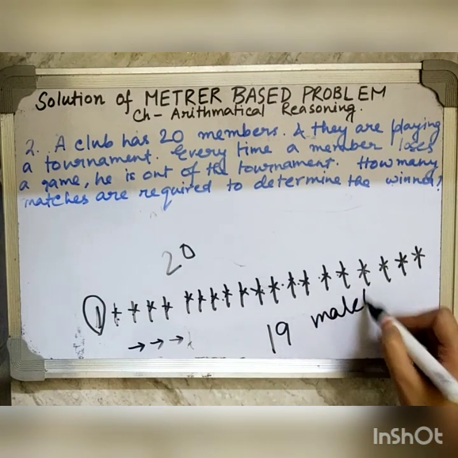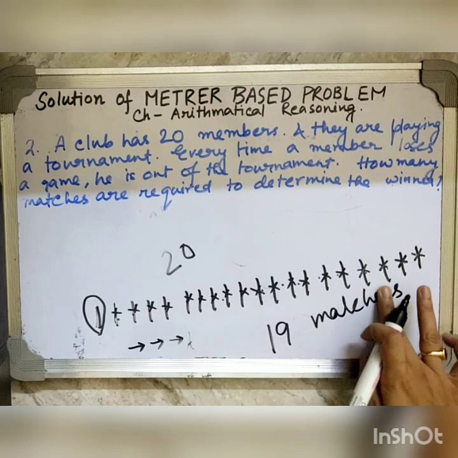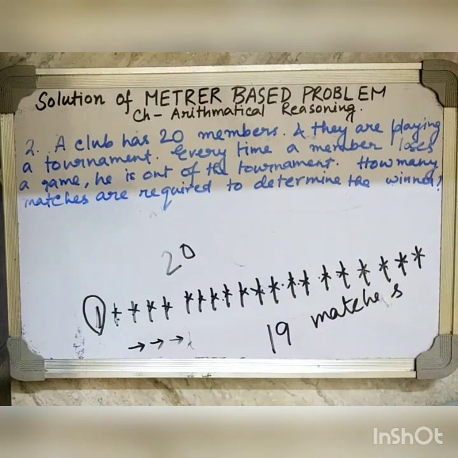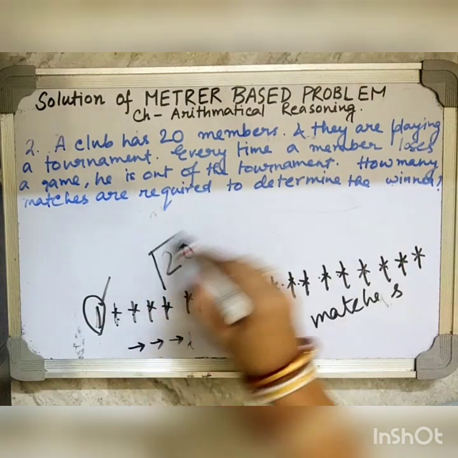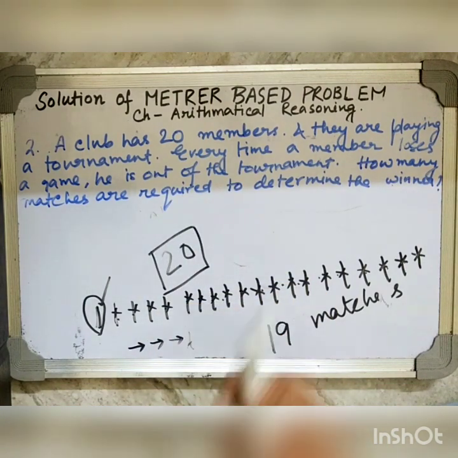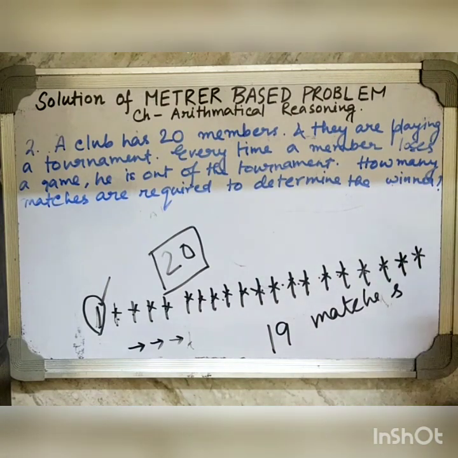matches are needed to determine the winner, because if we play 19 matches, then after that only we will get our winner. After playing 19 matches, we are losing our 19 players. Okay. So in that group 20 members are there. So that left out person, the remaining person will be the winner. Okay. In this way you can think. Now let's come to the next question.